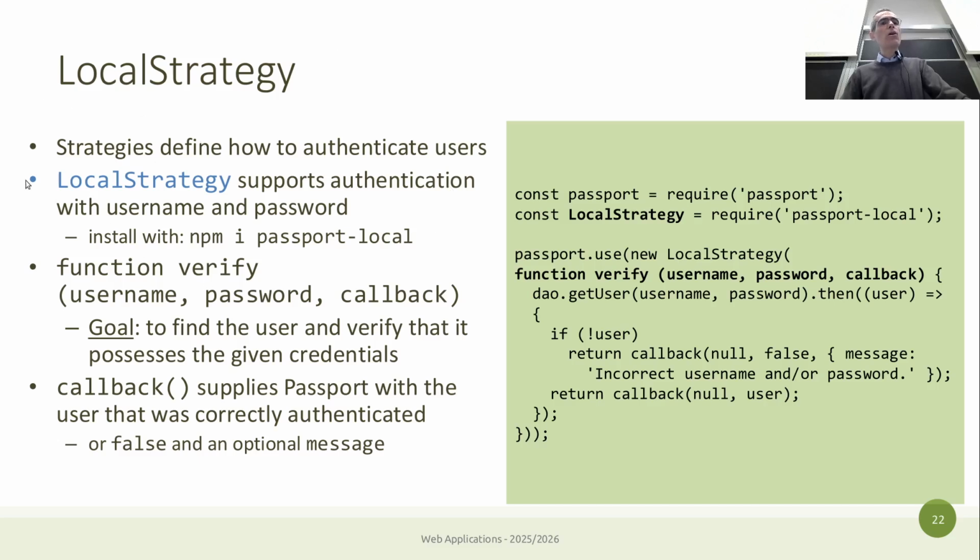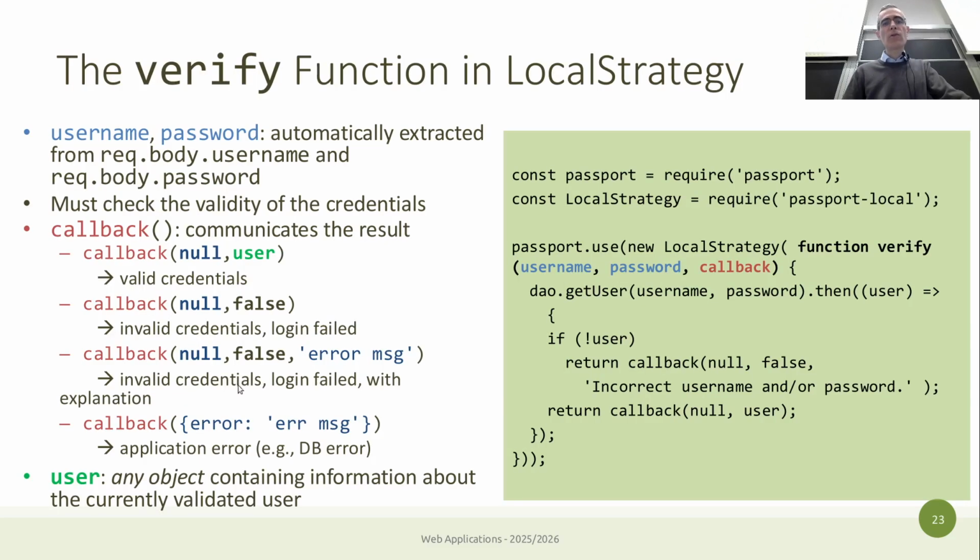Okay, so we need to use this local strategy, which is the one that can take these two values, username and password, and we need to provide a callback, as in any JavaScript code. But again, there is a function we need to define just to make sure that username and password are correct, because it's not inside Passport. It's up to us to write code to check in the database if the user exists and the password matches with the user.